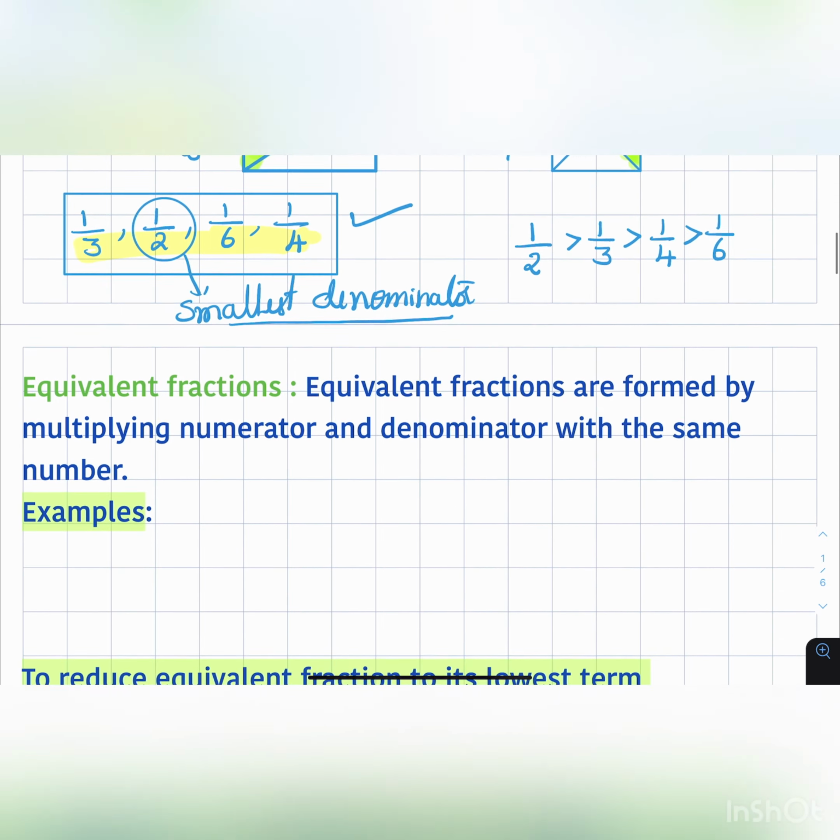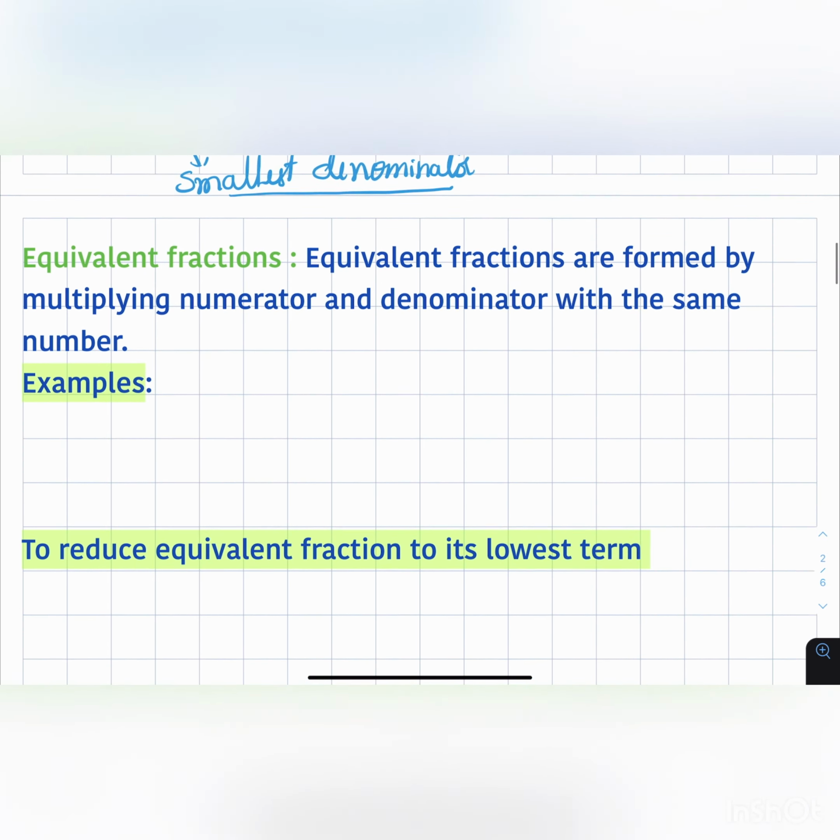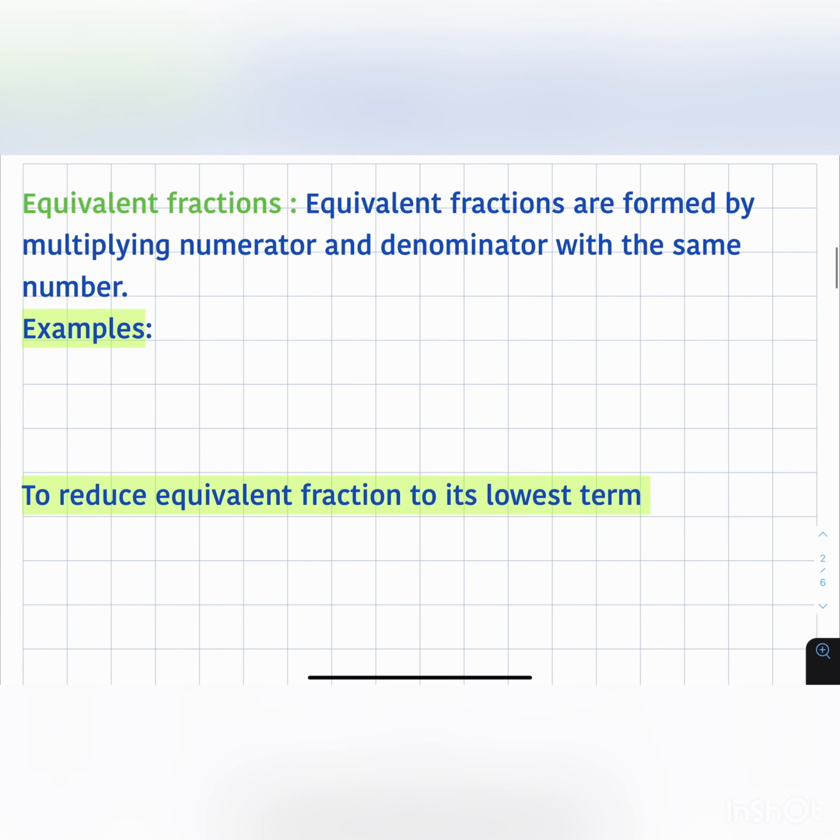The next set of fractions I have taken is equivalent fractions. So how are equivalent fractions formed? Equivalent fractions are formed by multiplying numerator and denominator with the same number. Let me take an example. If I take 5 by 6, this is one fraction, and we have to multiply both with the same number. 2 by 2 I will multiply. What do we get? We will get 10 divided by 12.